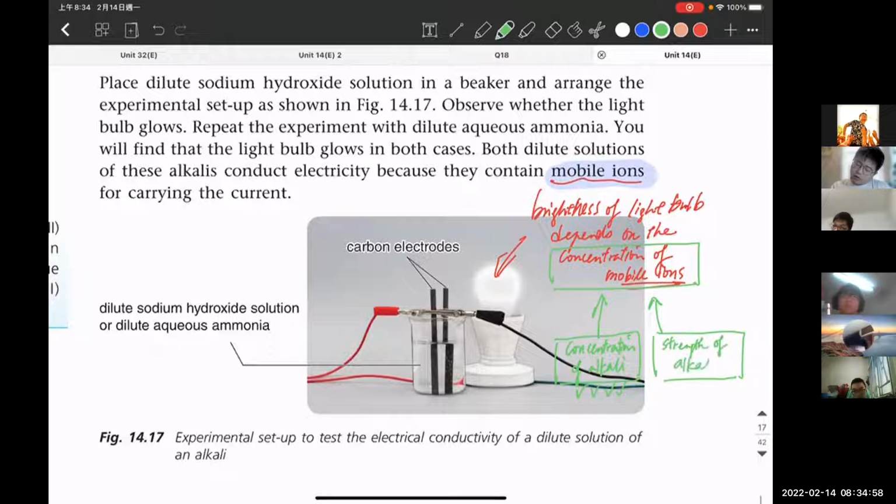So the another factor you may write down is the strength of alkaline. This is what you cannot control. It depends on the chemical nature of the alkaline. For example, if you have 1 molar NaOH and 1 molar ammonia solution to compare, the concentration of mobile ion for NaOH is higher, so it will make the light bulb brighter. The reason behind is that it contains more mobile ion. How about ammonia? Why is it having lower concentration of mobile ion?